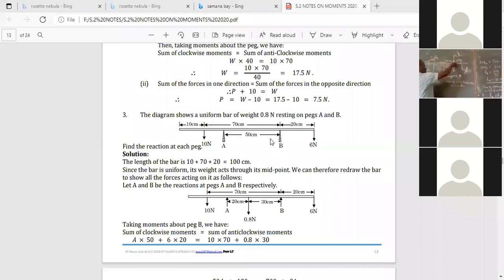Is it clockwise or anti-clockwise? Anti-clockwise. So we go to this one. So plus 6 times, what is its distance? No, 70 plus 20, it's 90. Is that okay? Yes. Okay. Now we go to the anti-clockwise one. Which one? The first one was 10. 10 times 20. Is that okay?